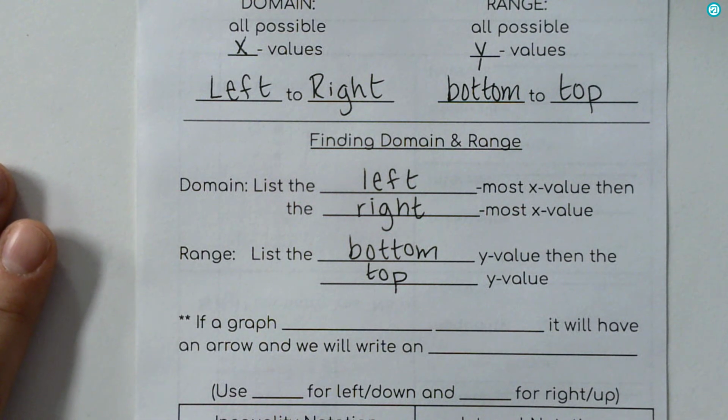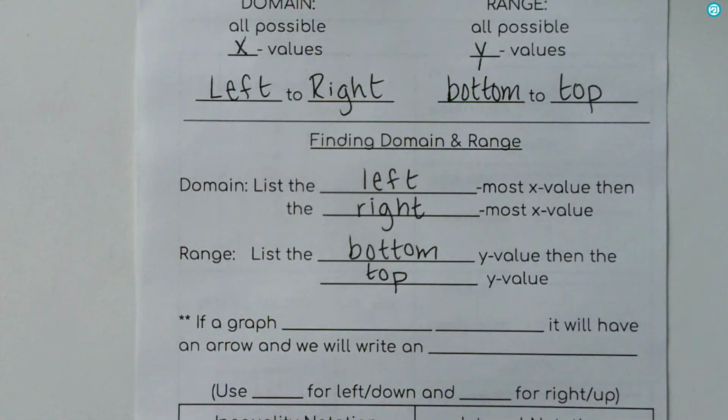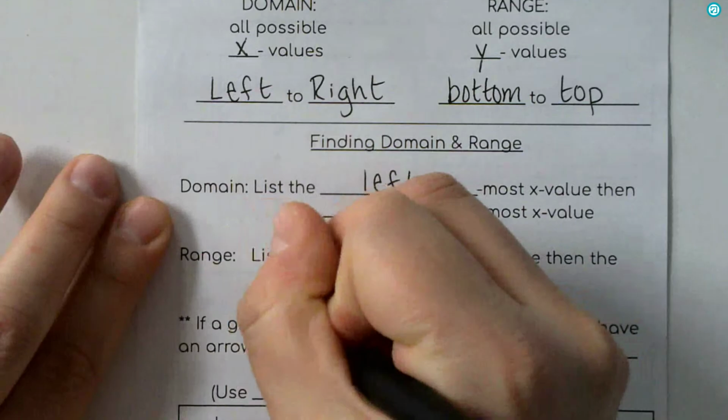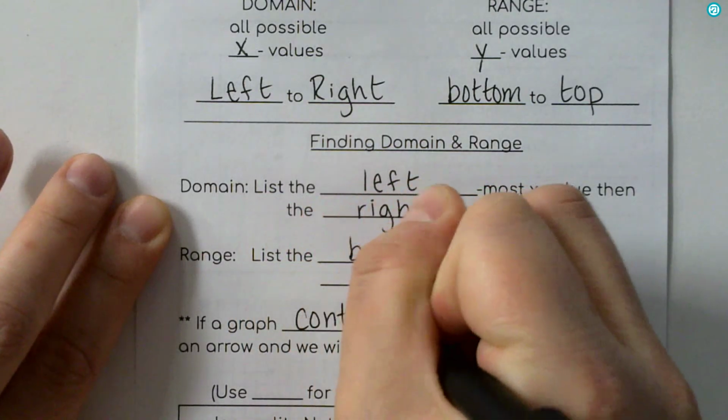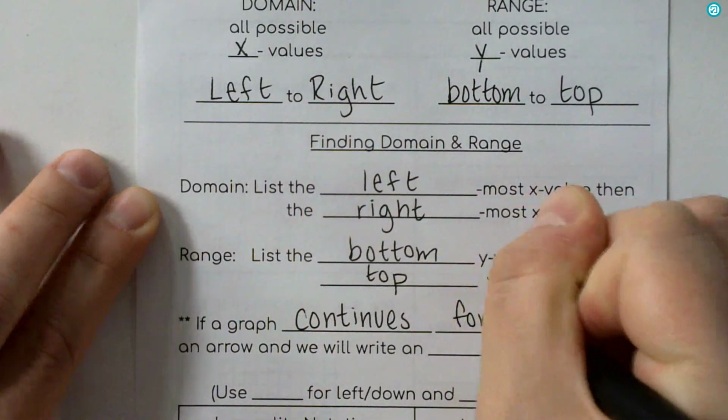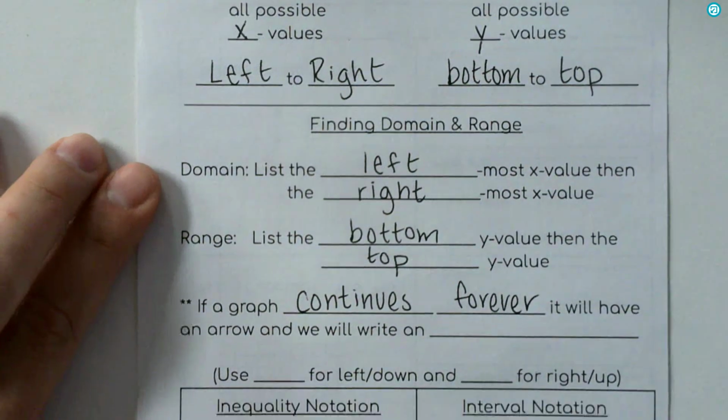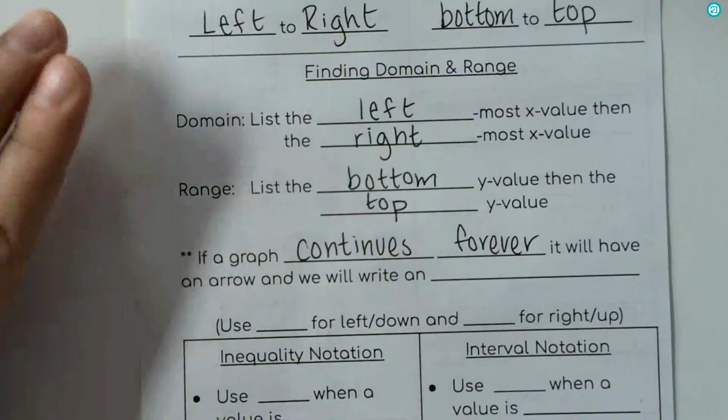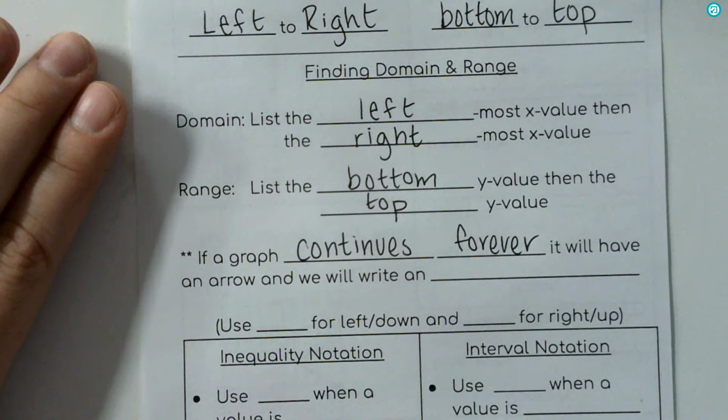Okay, here's the thing about graphs though. Sometimes, actually a lot of times, graphs continue for forever and ever in one or both directions. And so at the end of the graph, instead of it stopping, you have an arrow. So if a graph continues forever, it will have an arrow at some place, and we will write an infinity symbol.